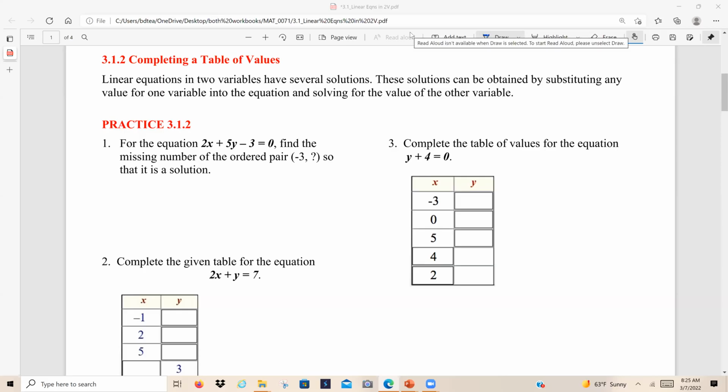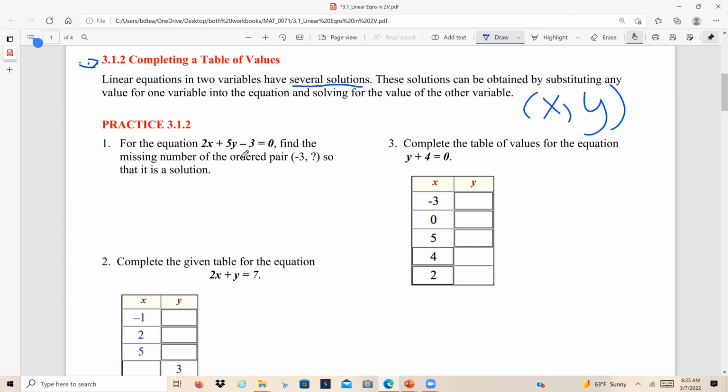Let's look at section 3.1.2, completing the table of values. Linear equations in two variables have several solutions. These solutions can be attained by substituting any value for one variable into the equation and then solving for the value of the other variable. And our only variables are x and y.